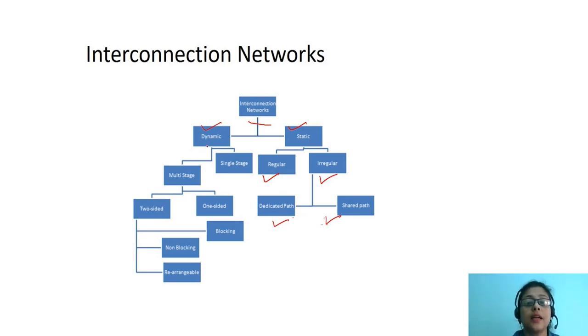Looking at the dynamic type of interconnection networks, we can have single stage interconnection network or we can have multiple stage interconnection network, which are also called MINs. Now, these multiple stage interconnection networks can be two-sided or one-sided. Under the category of two-sided multi-stage interconnection networks, we can have blocking type of network or non-blocking network or rearrangeable type of network.